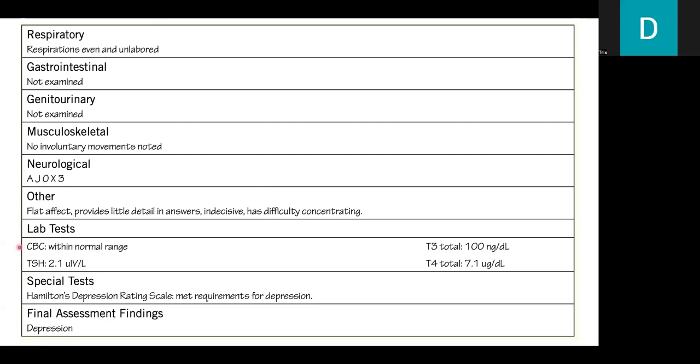The lab test shows CBC within normal range, TSH 2.1 UIU/mL, T3 total of 100 ng/dL, T4 total of 7.1 ug/dL. For special test, Hamilton's depression rating scale met requirements for depression, and her final assessment finding is depression.